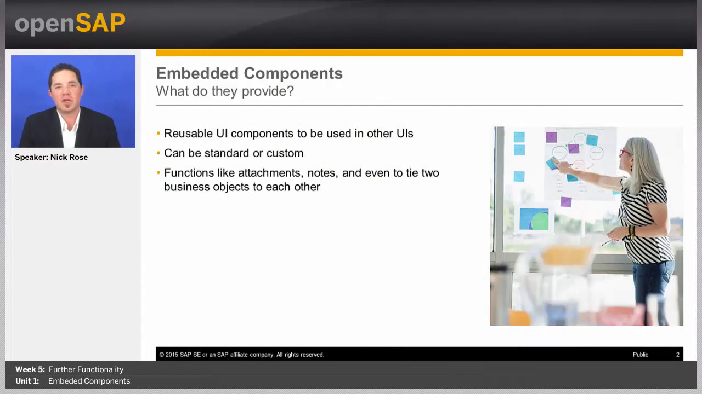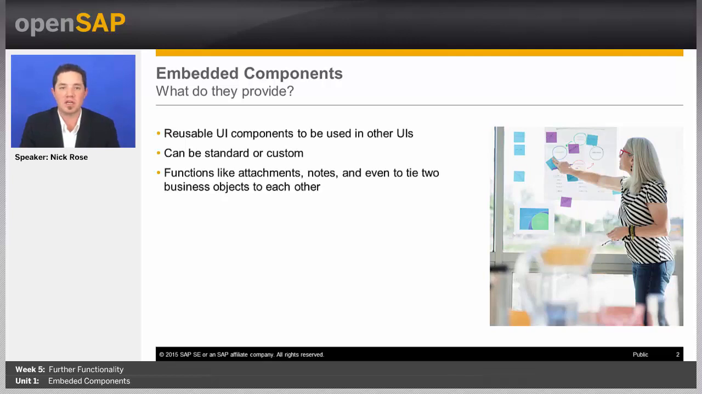Now, we've already seen ways to create and enhance our own custom UIs, as well as enhance standard UIs using the Extensibility Explorer. Now we're going to look at embedded components. An embedded component is a reusable UI, usually a piece of UI, not necessarily a full floor plan, that you can embed in other UIs.